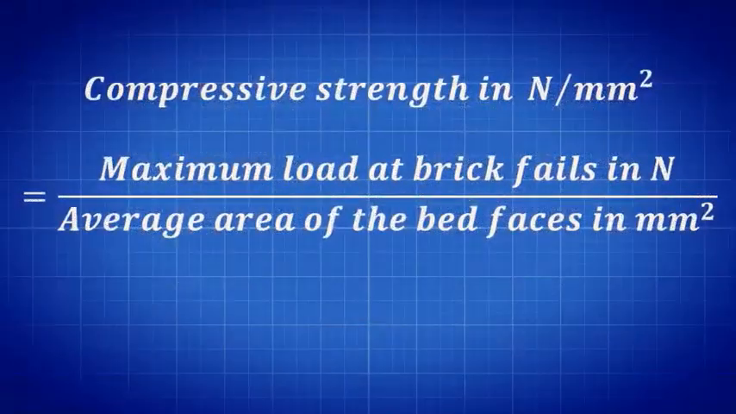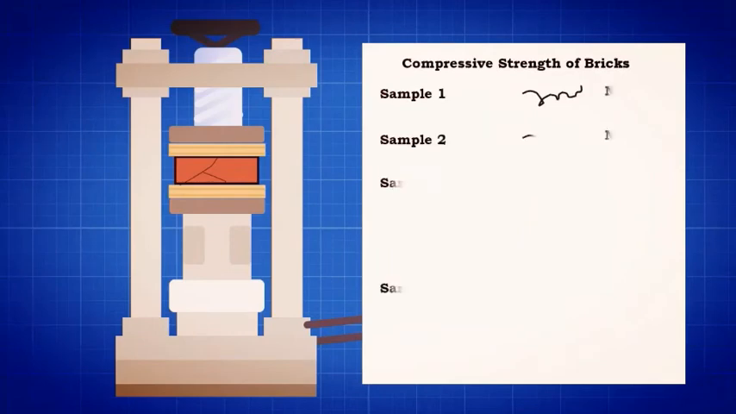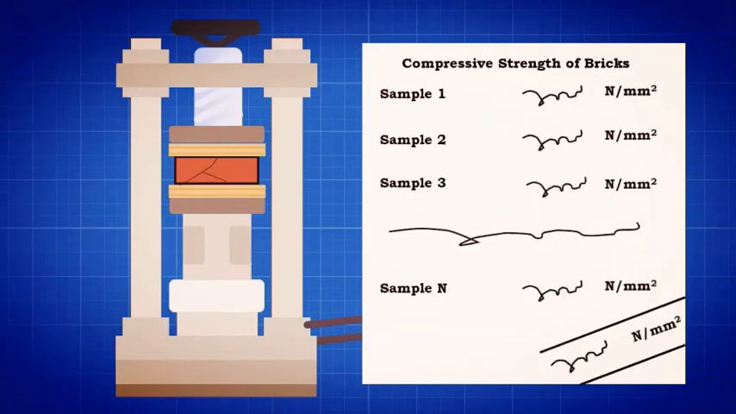Thus, compressive strength in Newton per millimeter square is calculated by dividing the maximum load at which the brick fails, in Newton, by the average area of the bed faces in millimeters square. This test is repeated for a number of specimens and the average of the results is taken as the compressive strength of bricks for the particular batch of bricks.